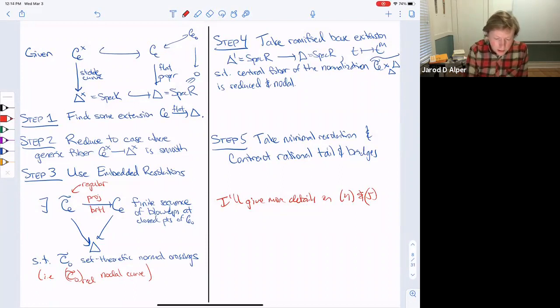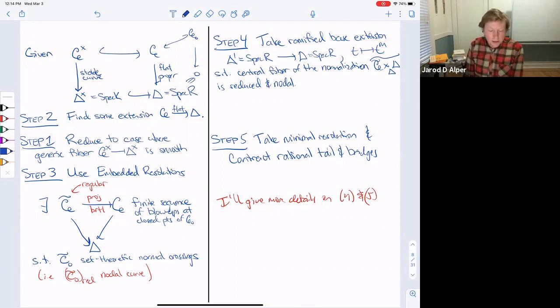Yeah, actually, I think I like performing it the other way around. The reduction to the case where the generic fiber is smooth requires taking the partial normalization and then performing stable reduction in the pointed case and then gluing back sections.